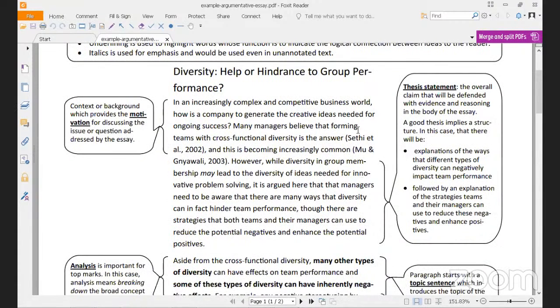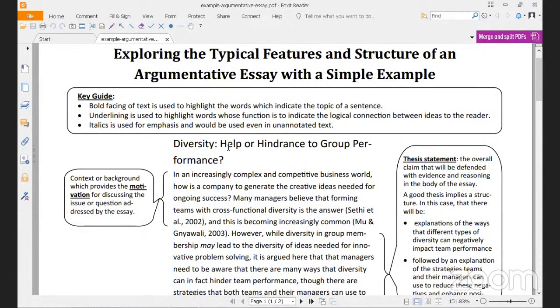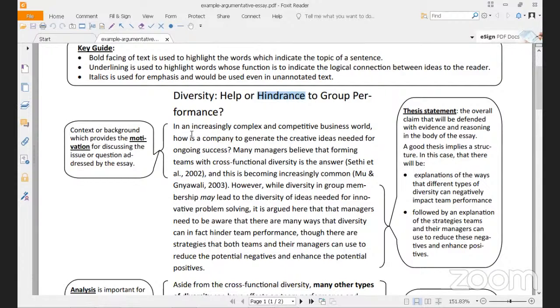Okay. But before we move on to the next paragraph, let's read about this essay. So: diversity, help or hinder group performance. Okay, so this is a question. Help or hinder group performance. So in your opinion, what's hinder? What do you think is hinder? Because it says here, help or hinder. So hinder should be the opposite of help, right? Opposite, yes. Let's read in this text. Let's see the example, okay? Can you help me read?